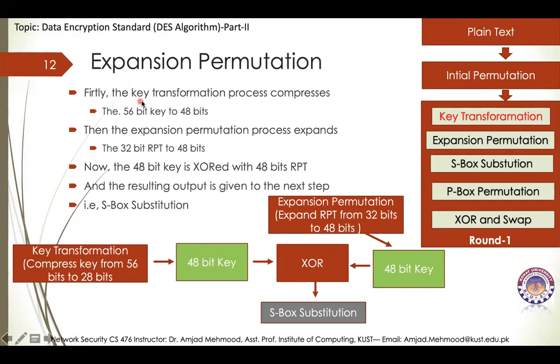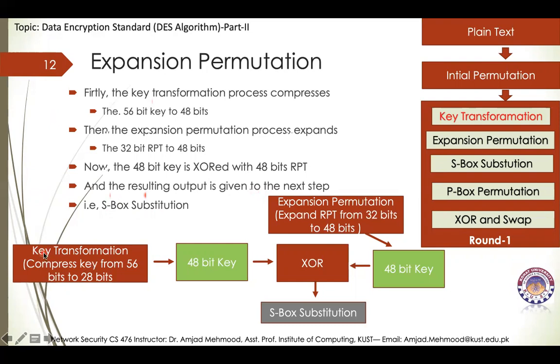Firstly, the key transformation process compresses the 56-bit key to 48 bits. Then the expansion permutation process expands the 32-bit right plain text to 48 bits. Now the 48-bit key is XORed with the 48-bit right plain text, and the resulting output is given to the next step, that is S box substitution.